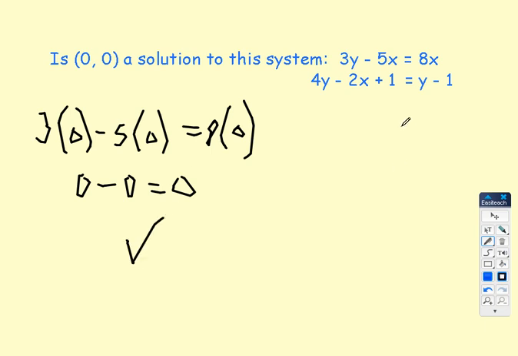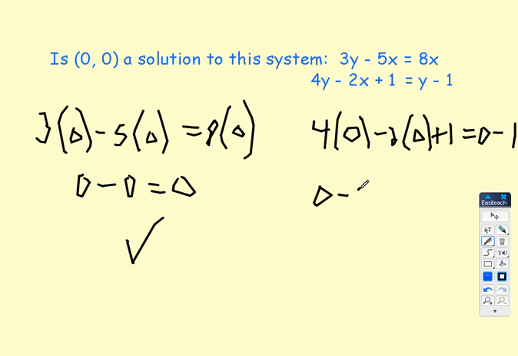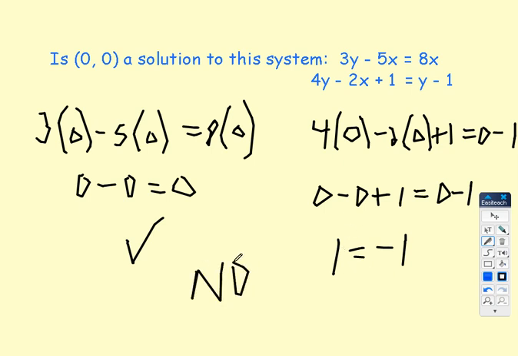So yes. Now over here, 4 times 0 minus 2 times 0 plus 1, does that equal 0 minus 1? So now I have 4 times 0, which is 0, minus 0, plus 1. Does that equal 0 minus 1? So 0 minus 0 is 0. 0 plus 1 is 1. 0 minus 1 is negative 1. Does 1 equal negative 1? No. Those are not the same number, so this is no. That is not a solution to that system. All right, all done.